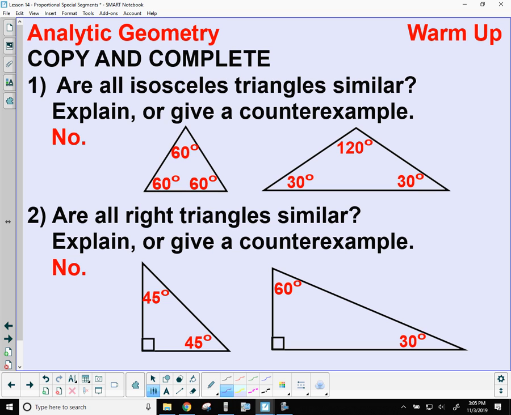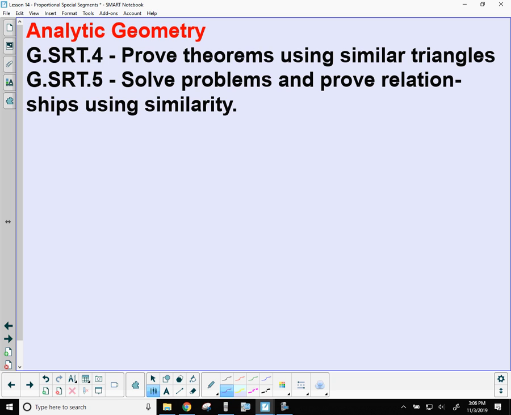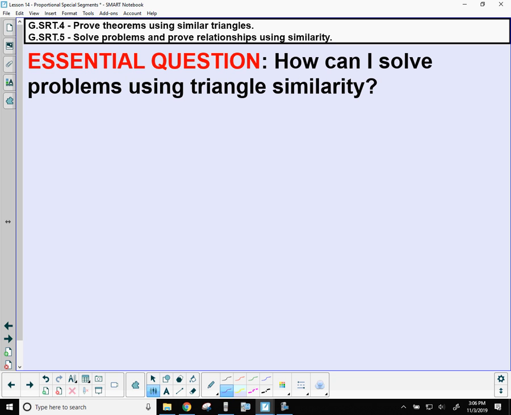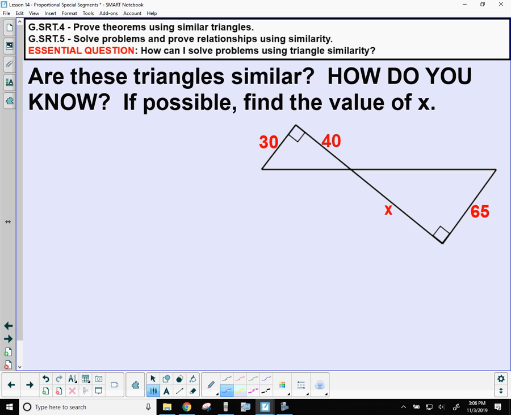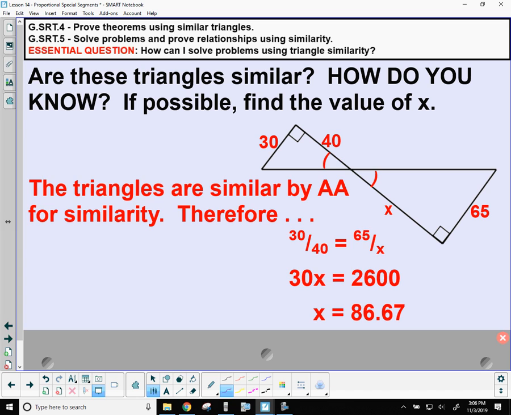I've got to solve problems using triangle similarity. All right. So, are these two triangles similar? How do you know? I know right off the bat they are, because we have two right angles, and as we know, vertical angles make these congruent. So yes, these two triangles are similar, which means their sides should be proportional to each other. So, quick little setup. Angle. I did 30 over 40, 65 over x, cross multiply, solved. We get 86.67.